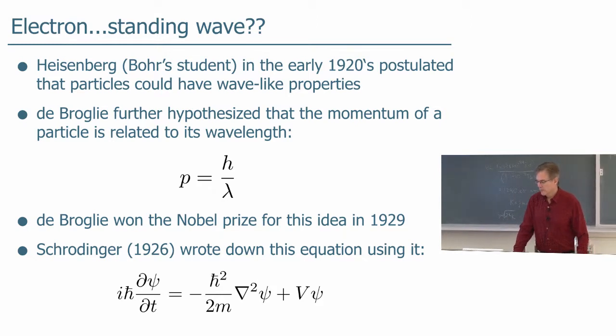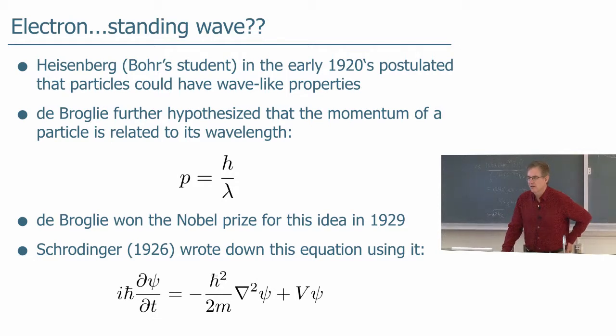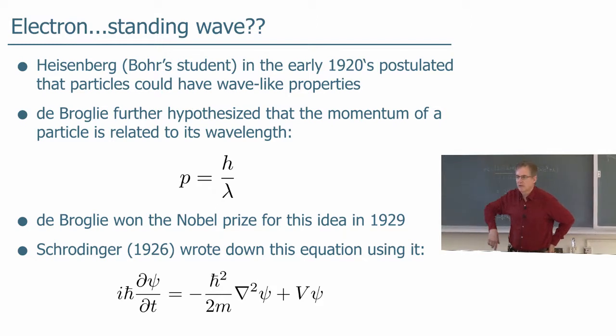Heisenberg, who was Bohr's student, really tried to put this on a deeper mathematical footing and said, look, there's a duality: particles like electrons, little things that have mass and charge and travel through space, act not just like little balls bouncing off each other, they act like waves, right? They act like waves and like particles.